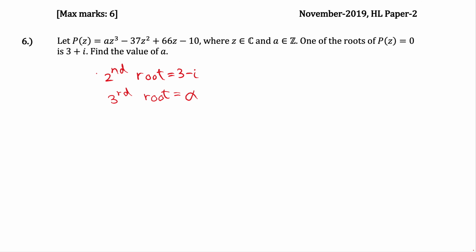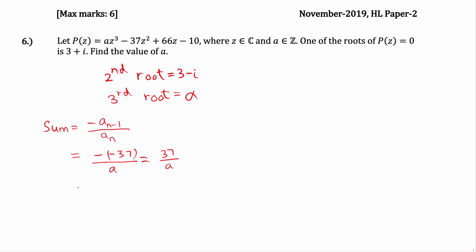Now to solve for a, we can use the sum and product of roots formula. If a polynomial equation is equal to 0, then the sum of its roots is given by the formula negative a_(n-1) upon a_n. What this a_(n-1) represents is the coefficient of the second largest power, and a_n represents the coefficient of the largest power. So the sum will be given by negative of negative 37 upon a, which is equal to 37 upon a. So the sum of the roots will equal 37 upon a.